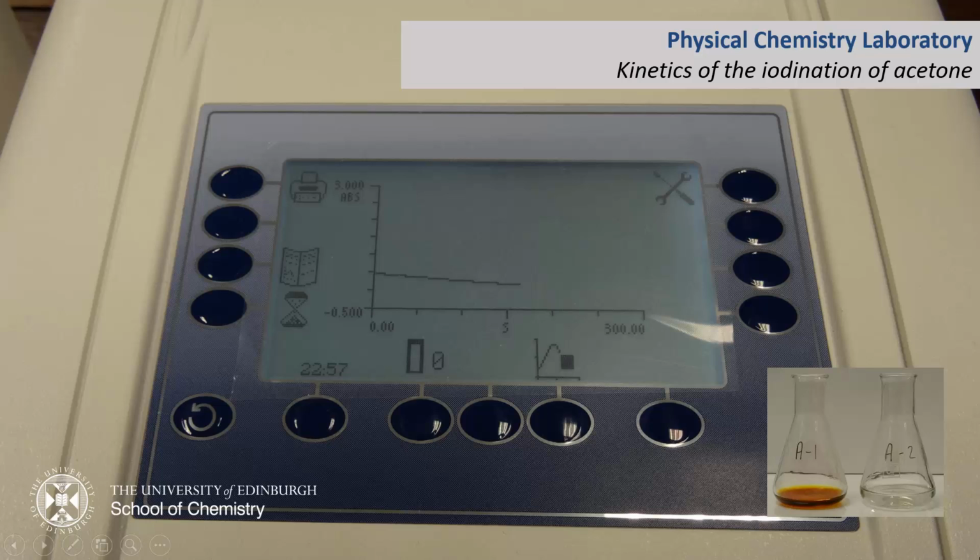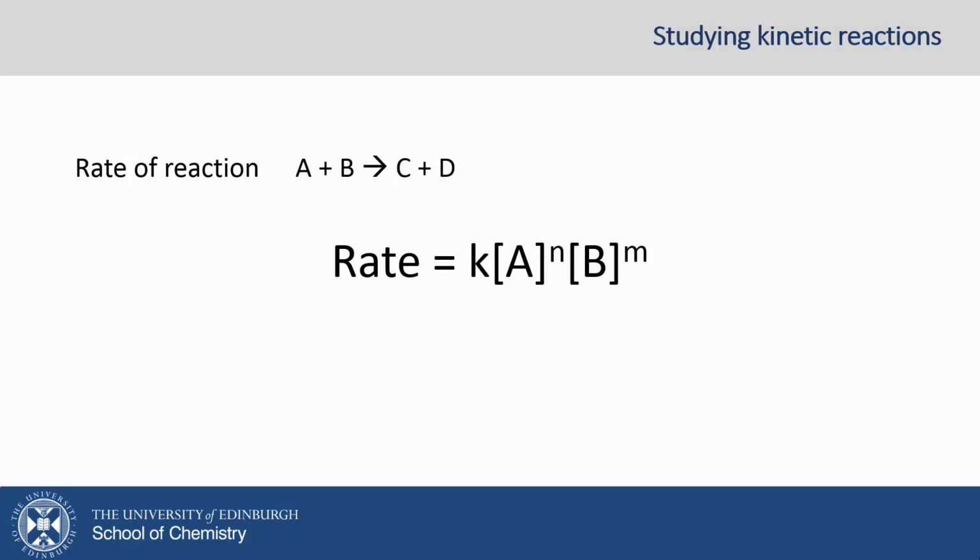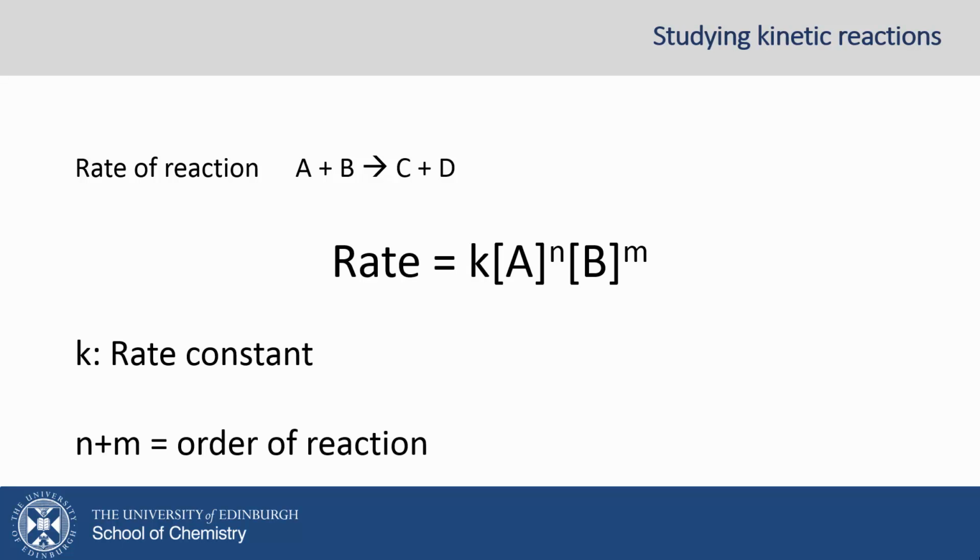Welcome to this experiment on the kinetics of the iodination of acetone. When we're studying kinetic reactions, what we're interested in is determining the rate constant for a reaction. If we have a particular reaction here, our generic reaction A plus B going to products, the rate of this reaction will depend on the concentration of the reactants. And the level of dependence will be described by the order of reaction with respect to each of those reagents.